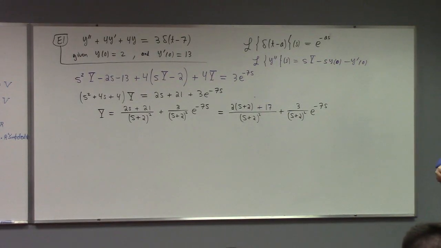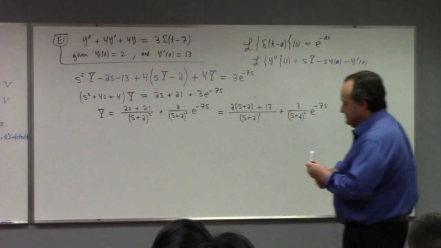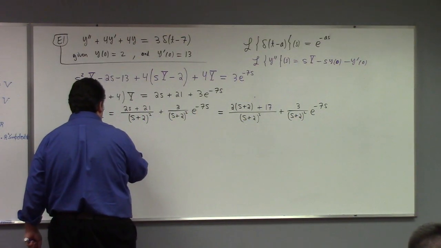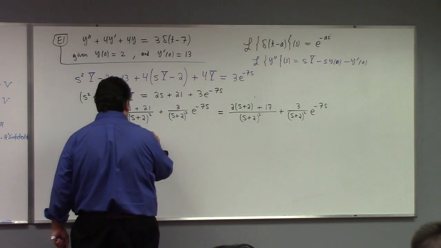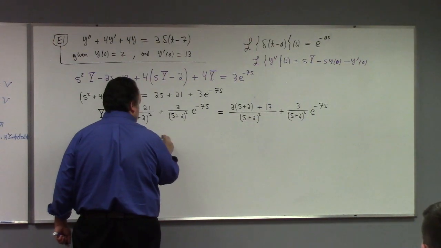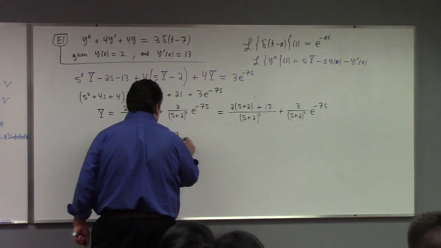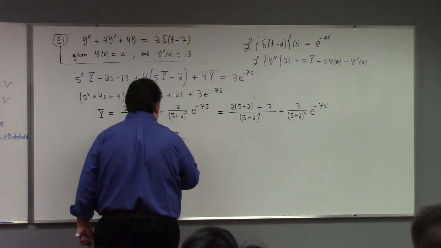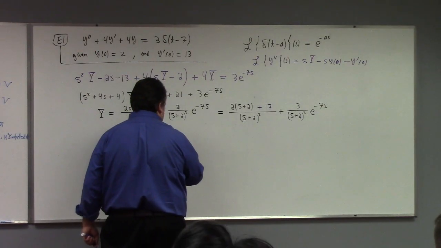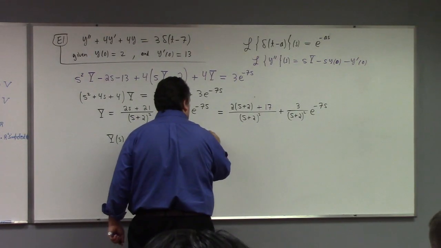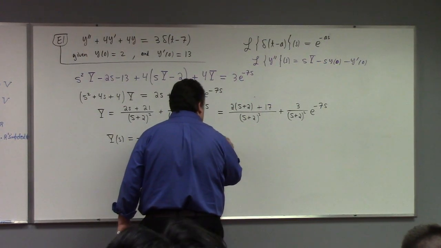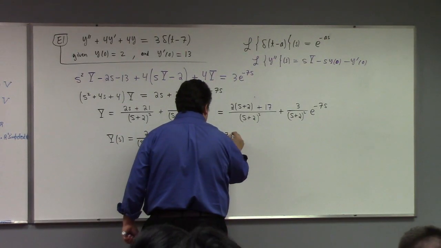So, well, that's good, because if we do that, then we have found our way to the very nice formula. Y of s is 2 over (s plus 2) squared, plus 17 over (s plus 2). Oh, there's not the square in the first one. But there's a square on the second one, right? Because the s plus 2 would be canceling. Plus 3 over (s plus 2) squared, e to the minus 7s.